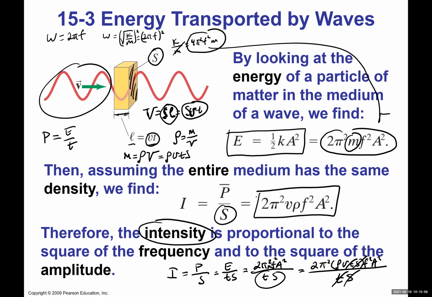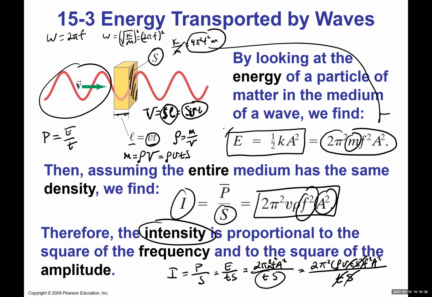So intensity is proportional to the square of the frequency and to the square of the amplitude. That means the higher the frequency of the wave, the more energy it carries. The larger the amplitude, the more energy it carries. That's why, for example, ultraviolet has more energy than visible light, because it has a larger frequency. Gamma rays and X-rays have much higher intensity and energy because they have larger frequency.